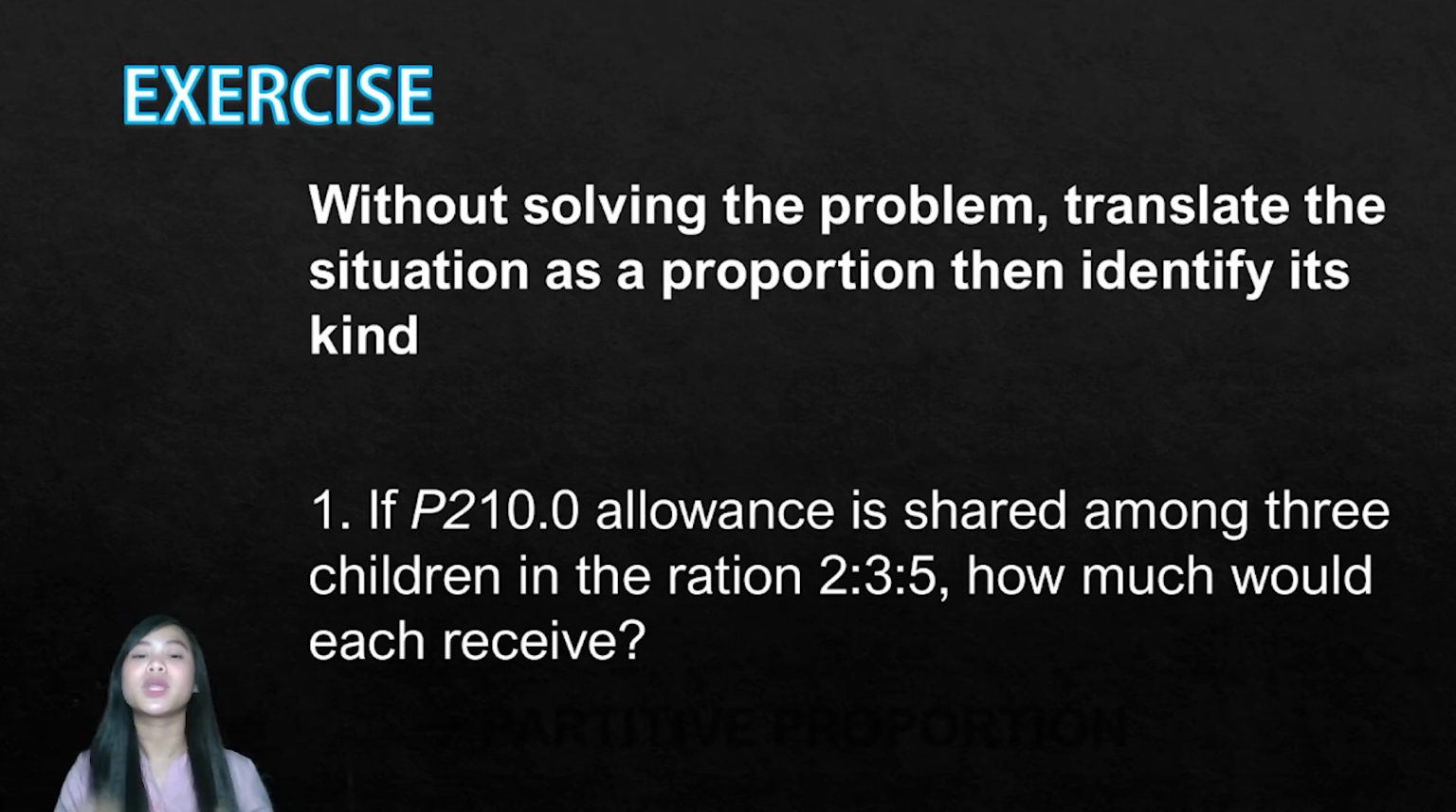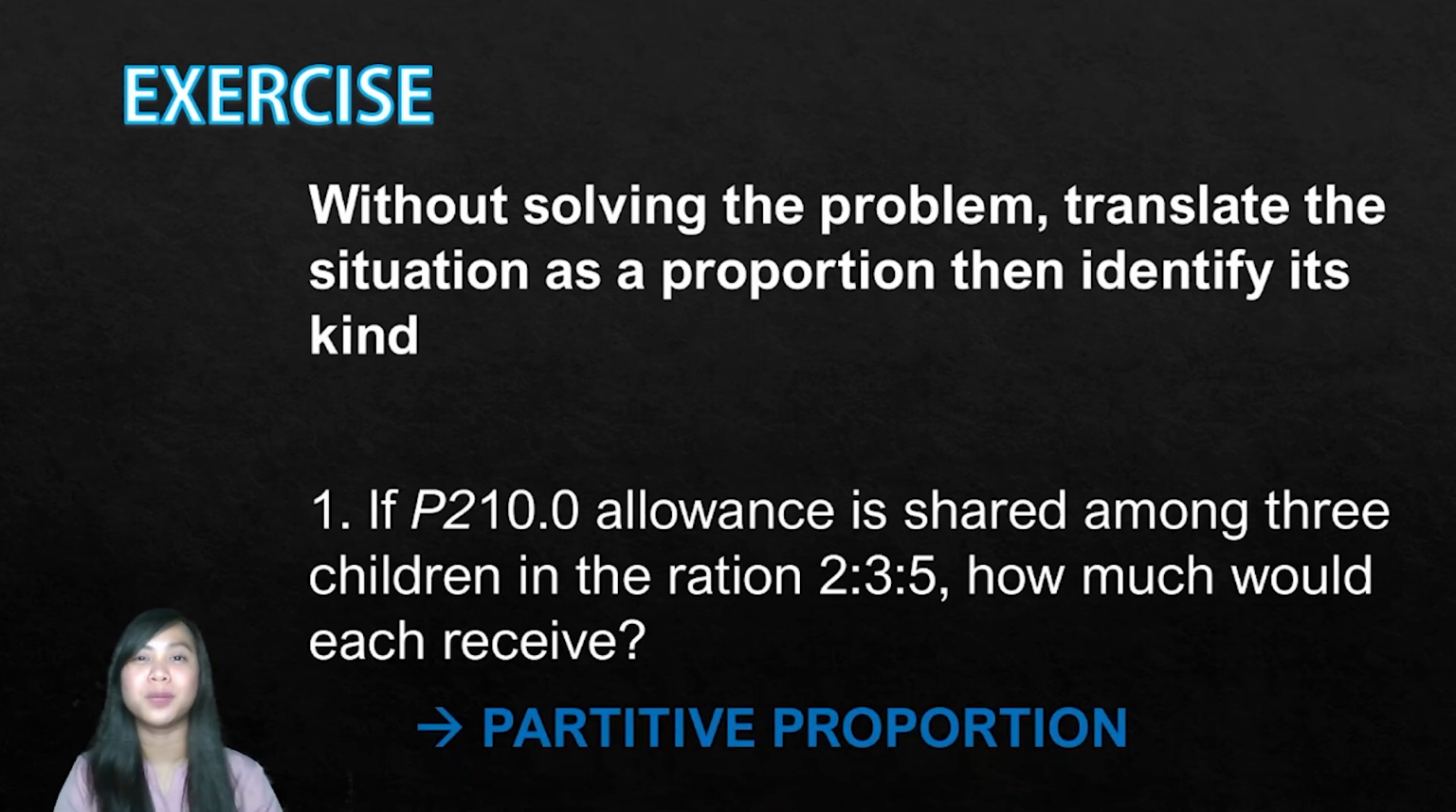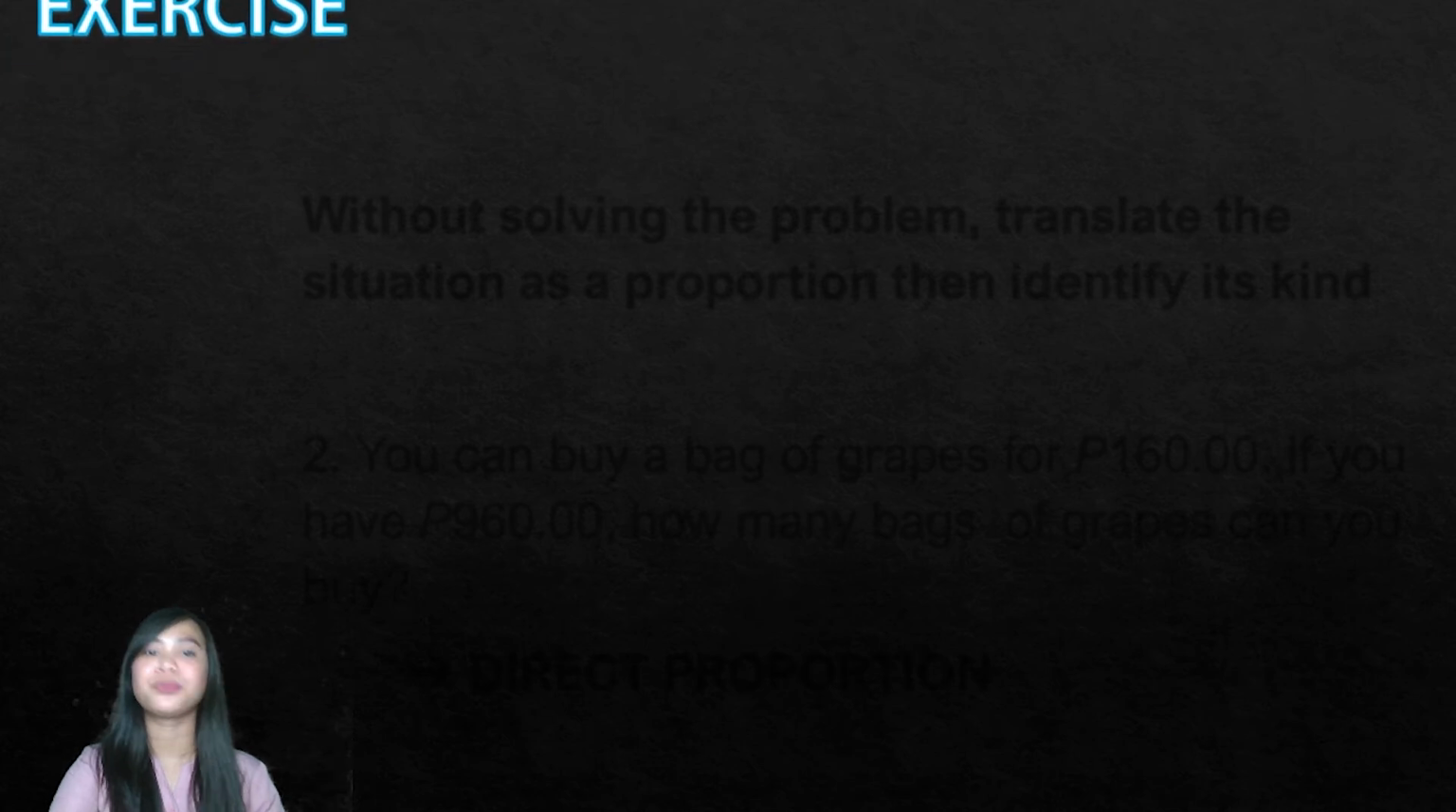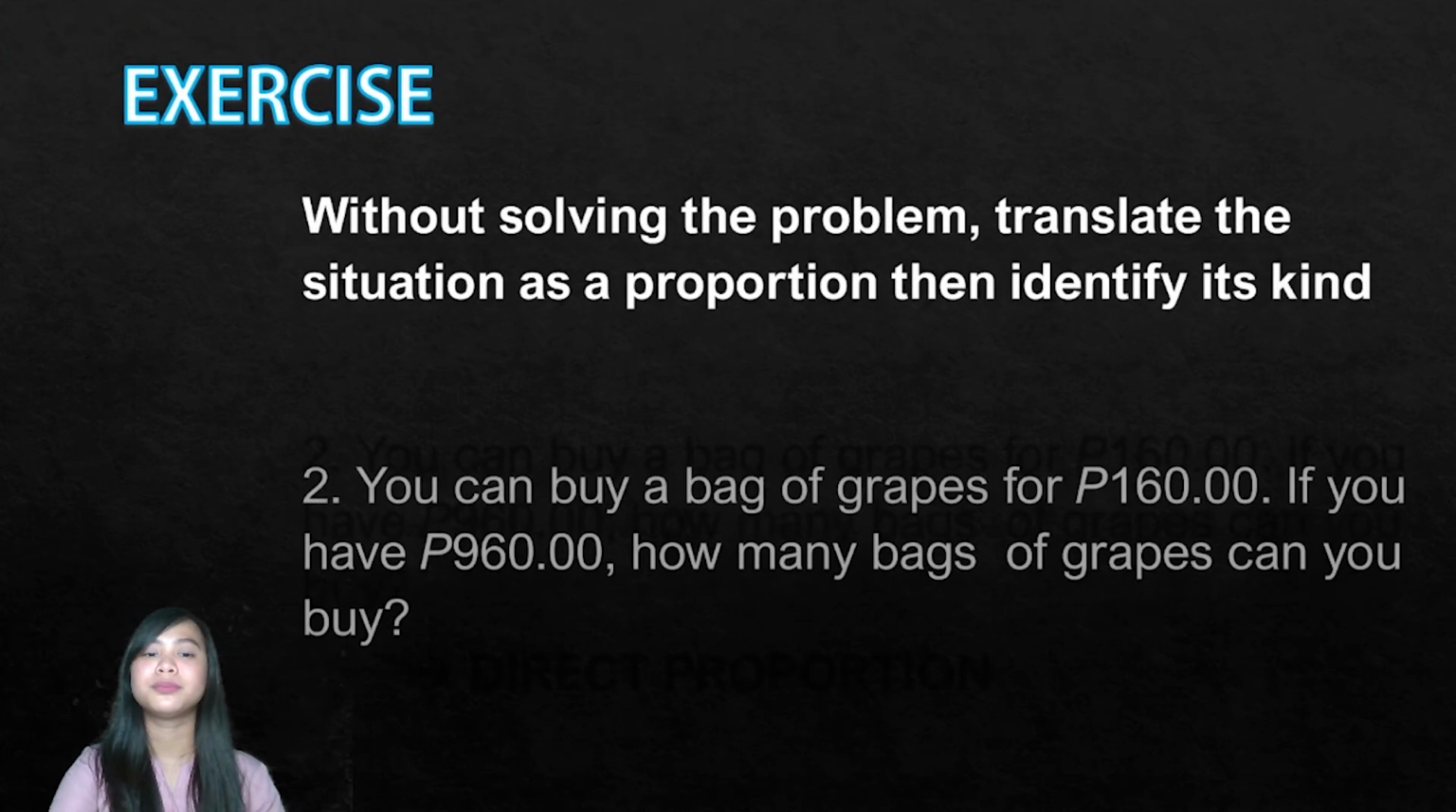In this problem, what do you think is this kind of proportion? We have a given ratio here, 2 is to 3 is to 5. This ratio, as we can observe, is unequal. So this problem involves a partitive proportion.